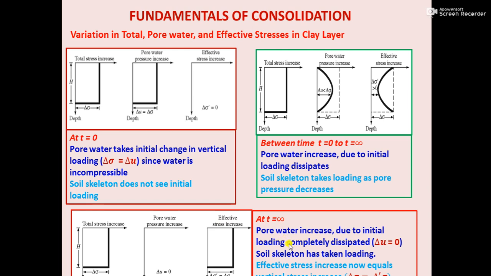So what does it mean? The initial loading is nothing but your delta U equal to delta sigma. When it is completely dissipated from the pore water, your delta U will become equal to 0, and finally the delta sigma will be completely taken up by the soil skeleton. So the effective stress increase in the soil will be equal to delta sigma. It should be delta sigma dash.